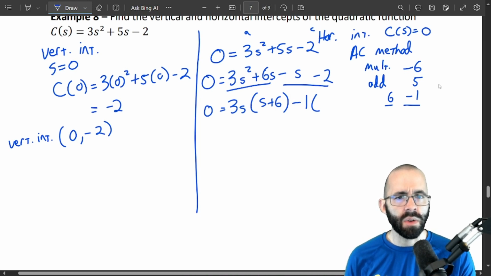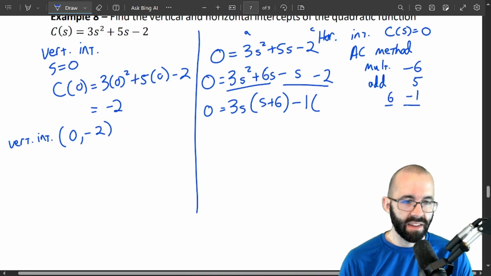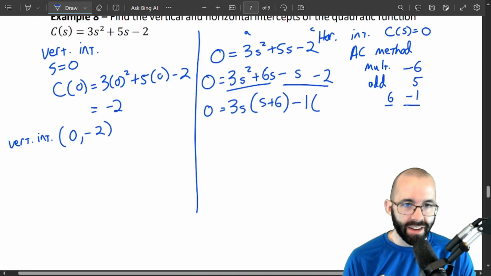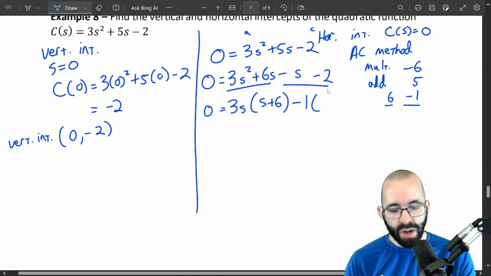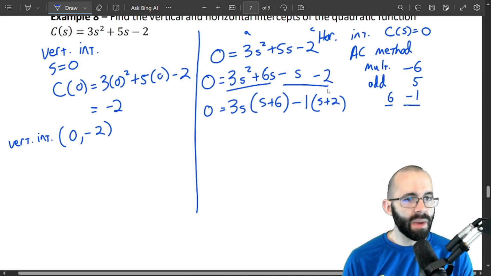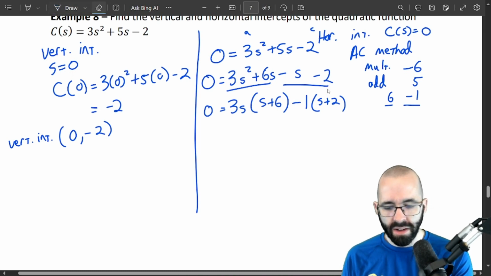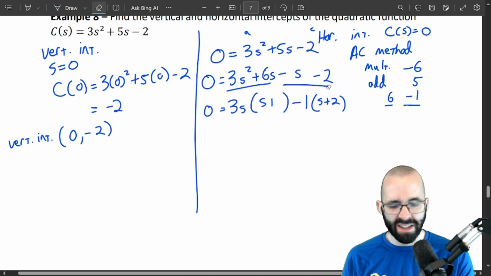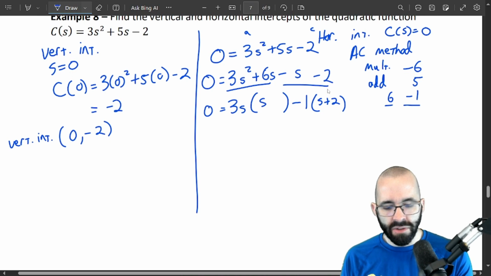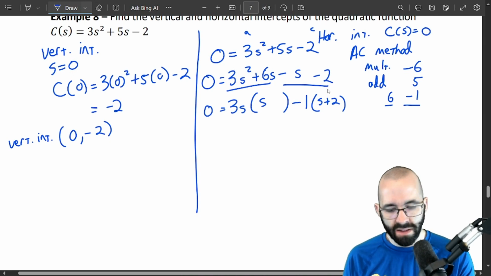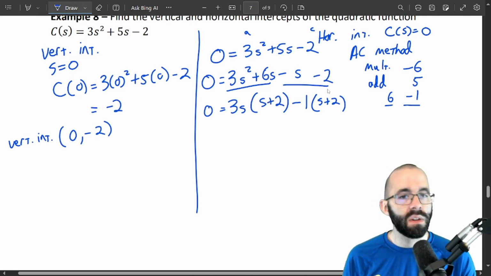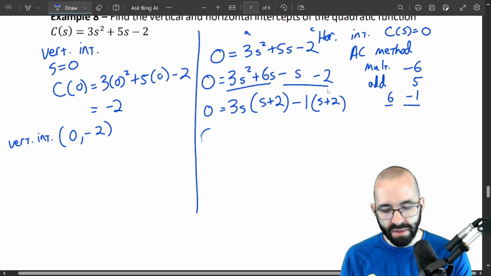What we're left with is, oh gosh, what did I do? So I got all worried because when we factor out a -1, we're left with s plus 2. When you use the AC method, the things in the parentheses should always be the same. Because the 6 is wrong. You factor out a 3s, only left with 2. Right? 2 times 3s is 6s. So those parentheses match now, which is good.